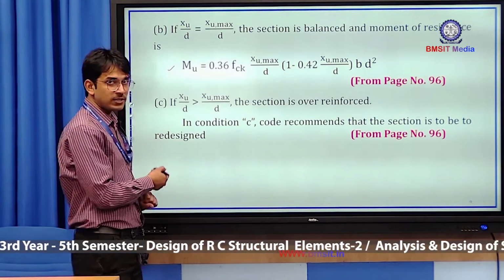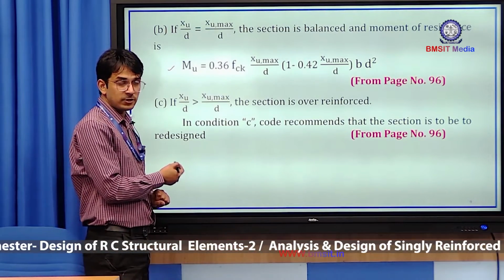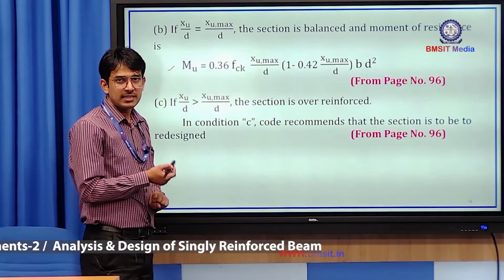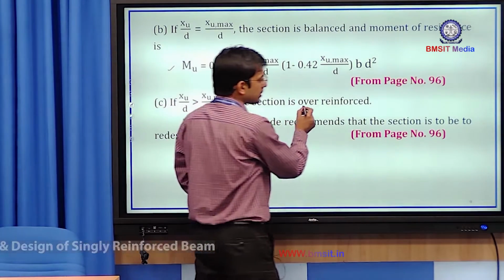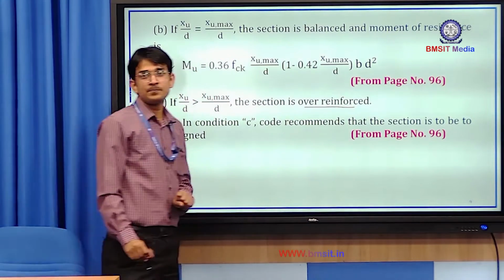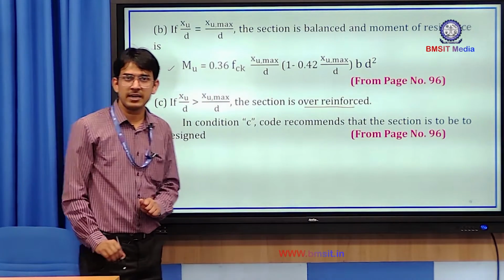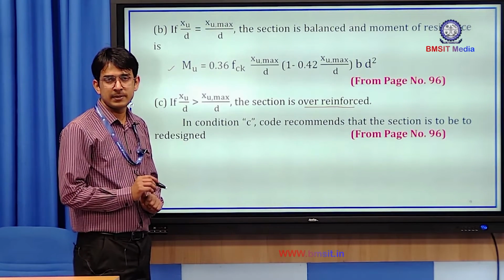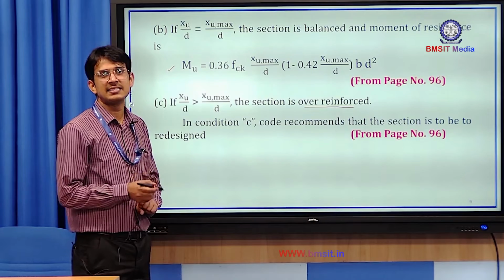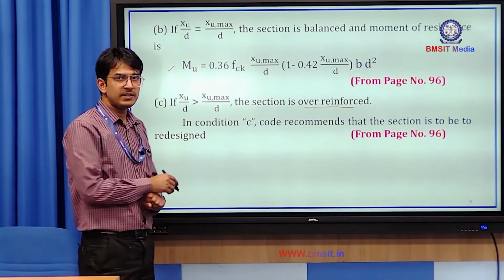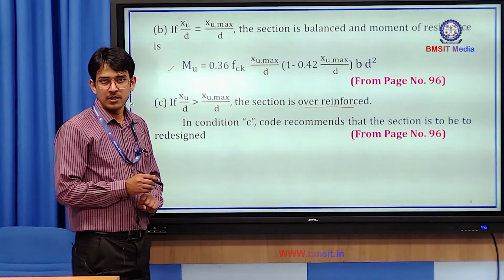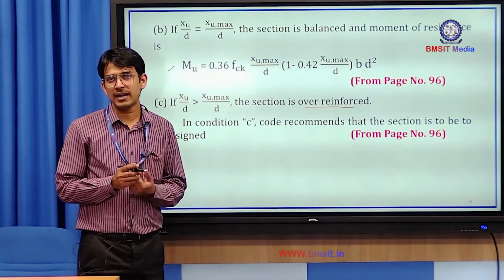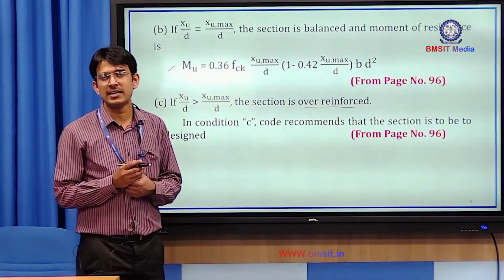Then, if xu is greater than xu max, or xu by d is greater than xu max by d, then we call this section the over reinforced section. In this condition, the specifications given in the code IS 456 say that we can't design the over reinforced section. In that case, you have to redesign the section. So we don't need to calculate Mu. These are the steps to calculate the moment of resistance for the first type of problem, that is the purely analytical problem.